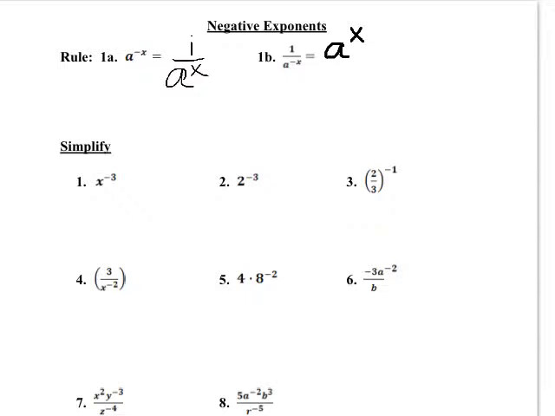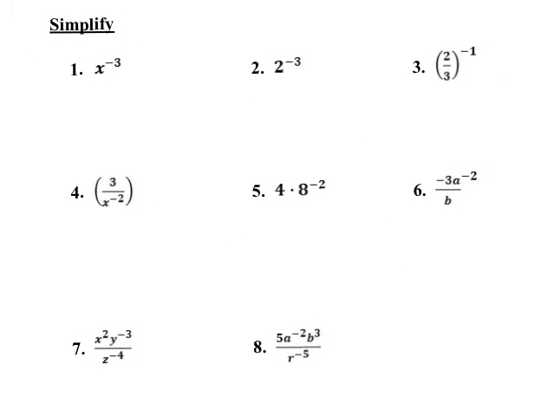So let's do a couple examples here. Let's start with this first one. If I have x to the negative 3, remember, anything that we write, we can write as a fraction. So it's like that. Essentially we're going to take this and move it down. So it becomes 1 over x to the third.